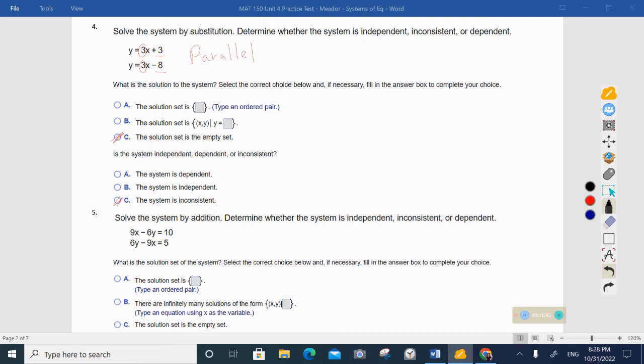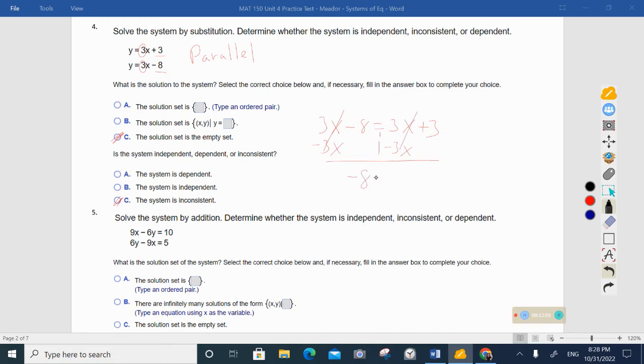If you were to set them equal to one another using substitution, you would have said 3x minus 8 is equal to 3x plus 3 because y equals y. Well, watch what happens when you try to solve for x. You subtract 3x here, you subtract 3x there, all the variables disappear.